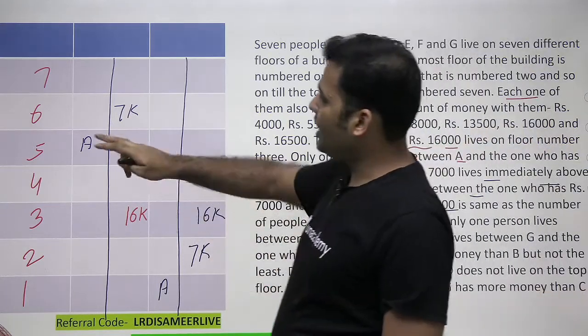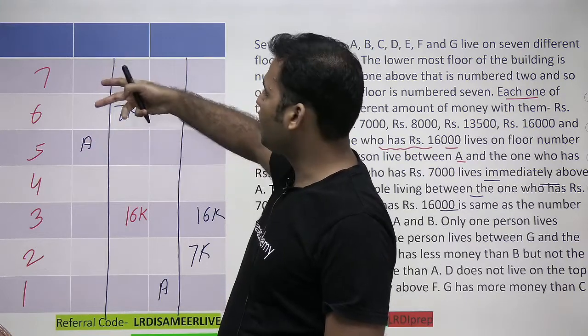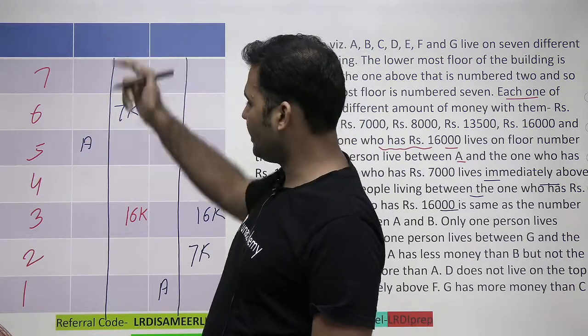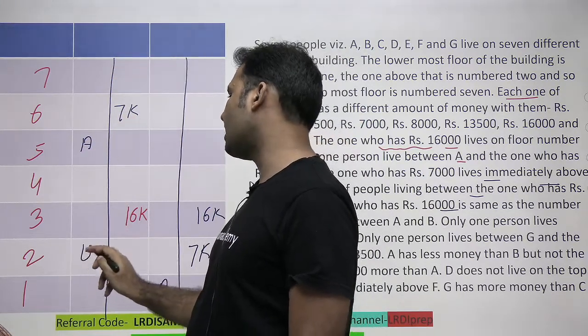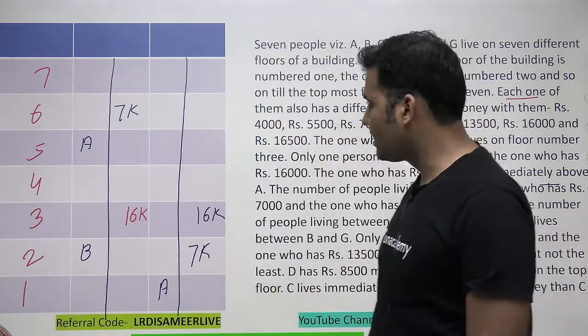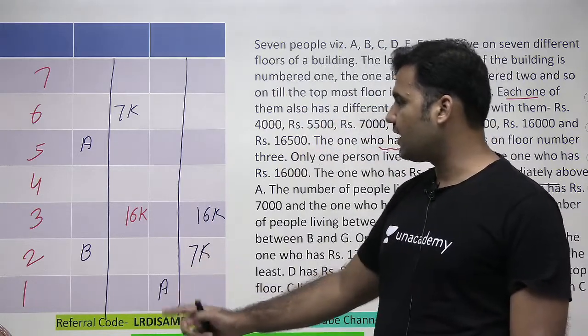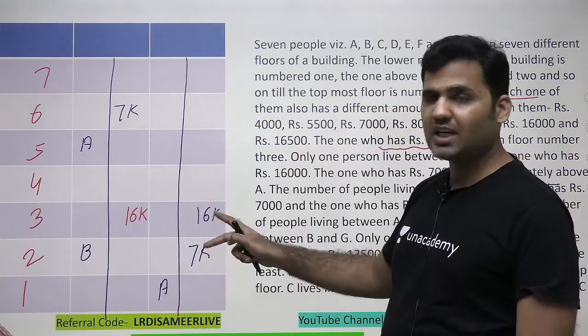So if I have A here, and if I want to create a gap of 2 floors between A and B, there is no option to place B above A. So the only option left for B is to come over here so that a gap of 2 floors can be created. And in this particular case, the gap between 16,000, 7,000 and A is just 1.